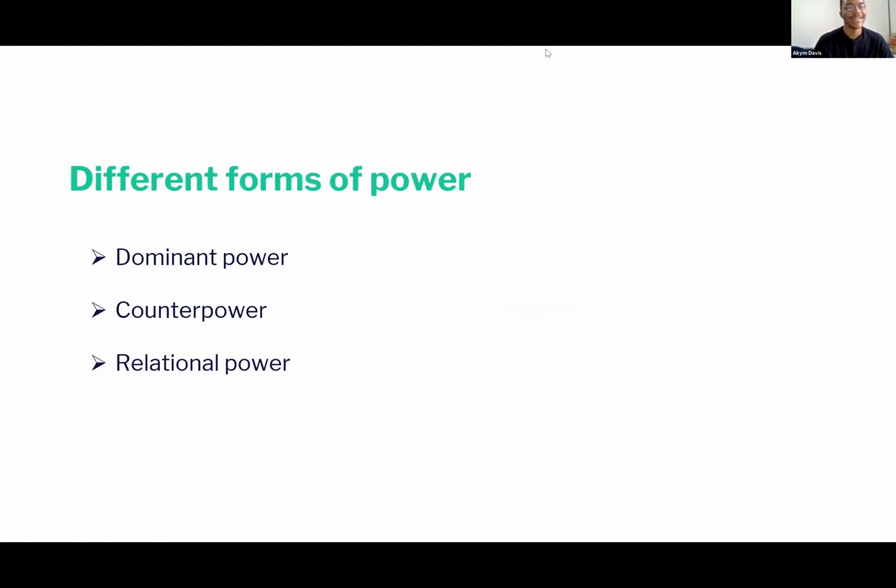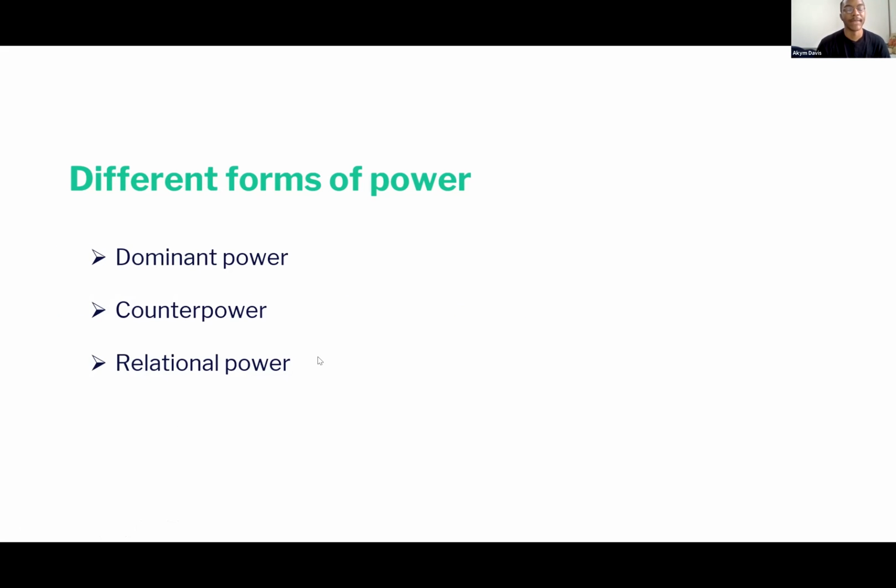Hi guys, me again. So different forms of power. First we have dominant power. This is quite self-explanatory. So this is power coming from above. So for example, your local council, the government, the executive, anything really. It's just people that are put in power by us, well, in democratic states at least.